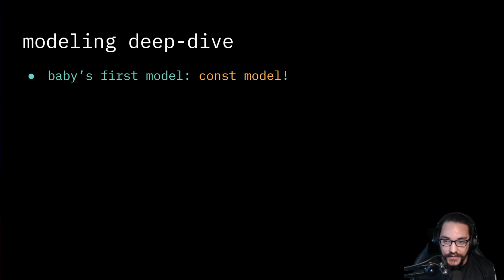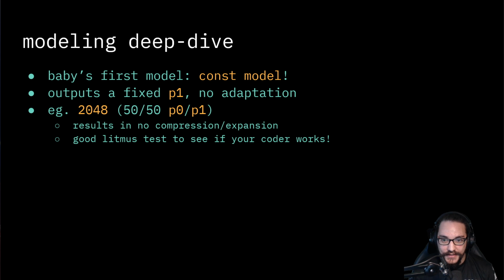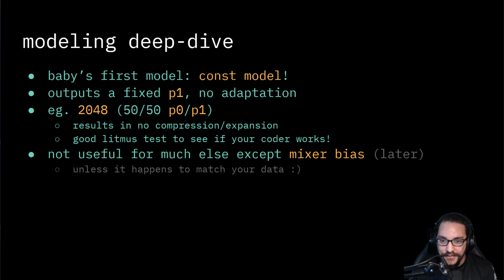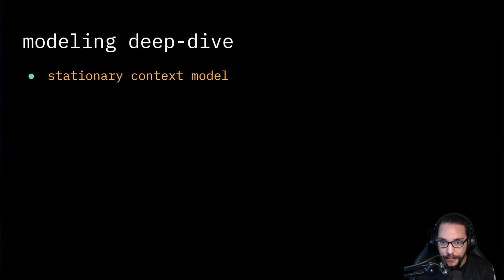So the first model that we could use to predict a bit is what's called a constant model. This will just output a fixed P1 with no adaptation. For example, let's say it outputs 2048, then it's basically saying 0 and 1 are equally likely. This results in no compression or expansion, which is a really good way to test that your coder works. But it's not useful for much else other than mixer bias, which we'll talk about later, unless for some reason you have data that you can't model any other way, and it is 75% zeros and 25% ones, then a constant model might actually be able to capture that. This would be an example implementation, just a probability function that returns some kind of fixed number.